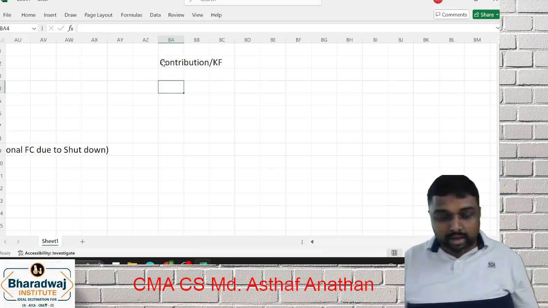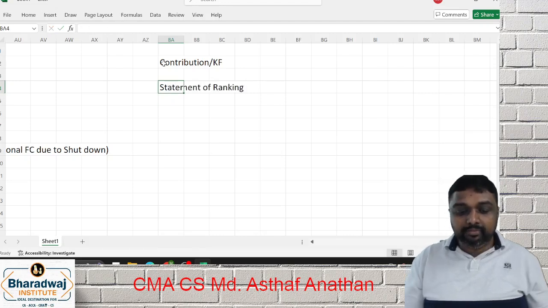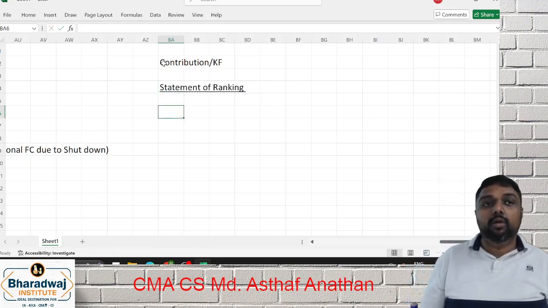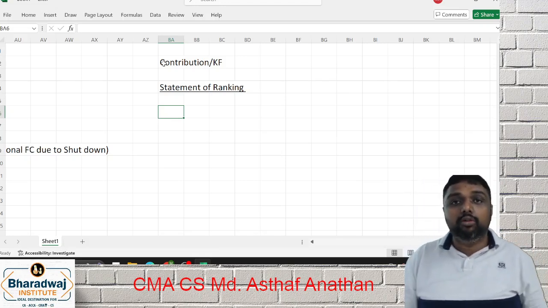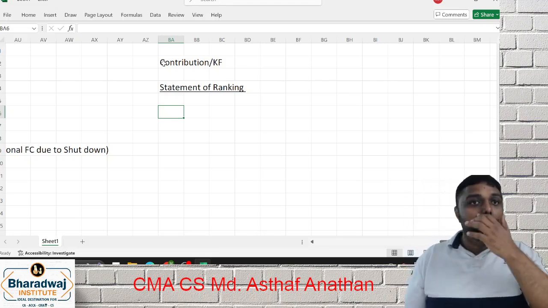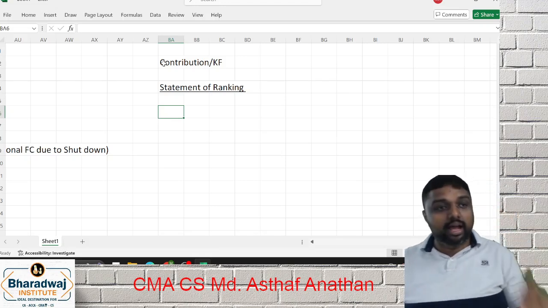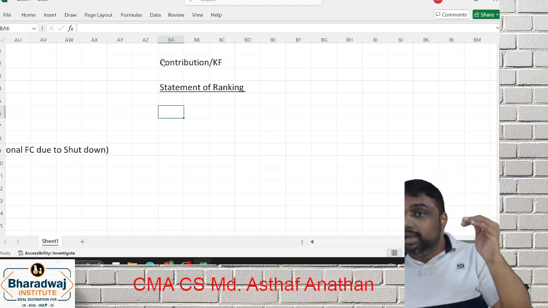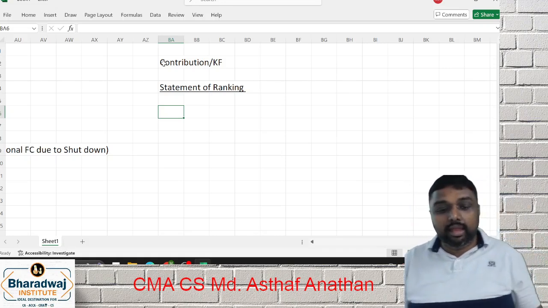We have three statements. Statement number one is the statement of ranking. What is the statement of ranking? For A, B, C, take sales less variable cost to find the contribution. Then take the key factor and find contribution per key factor. The higher the ranking, the better the option.